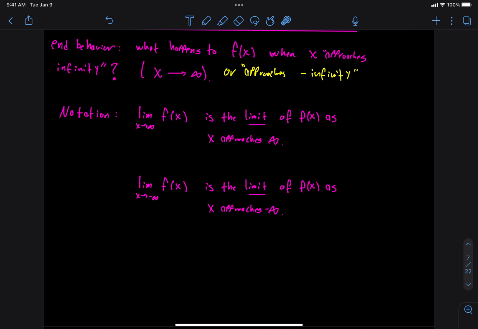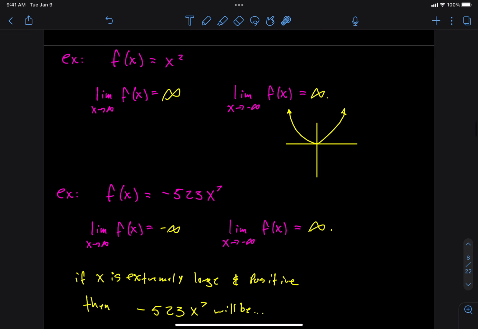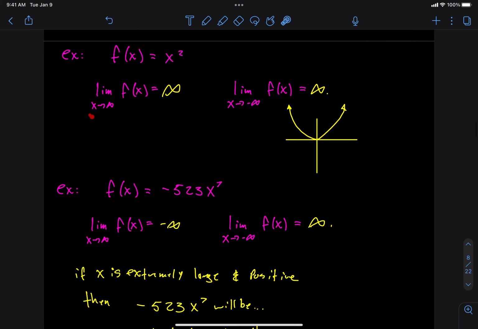We want to think about what is happening to the value of the function when the input becomes arbitrarily large, or when the input becomes arbitrarily large and negative. So this is called the limit. And we saw some examples. Okay, the limit as x goes to infinity of x squared. Okay, it just goes up and up and up forever.